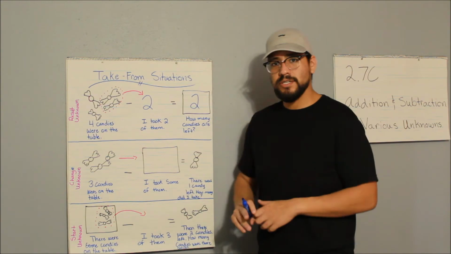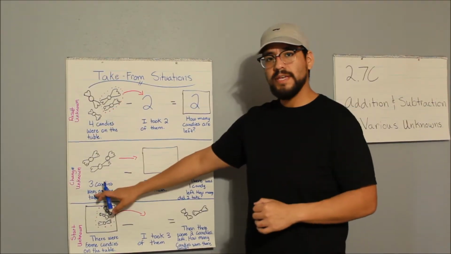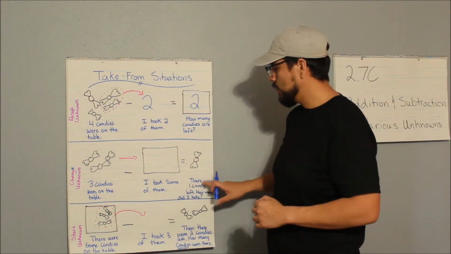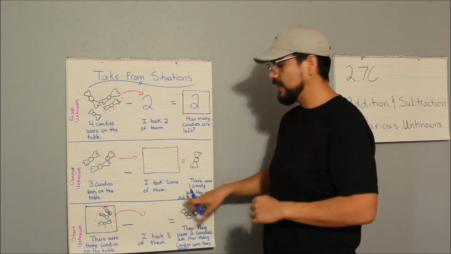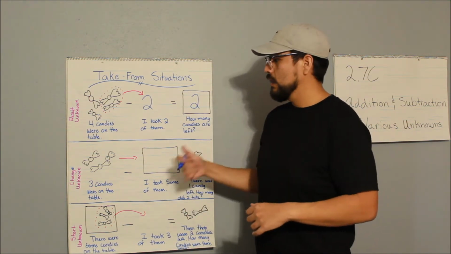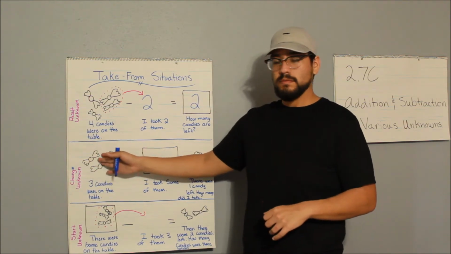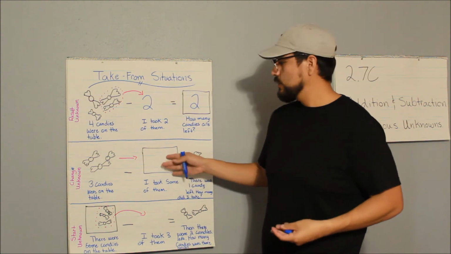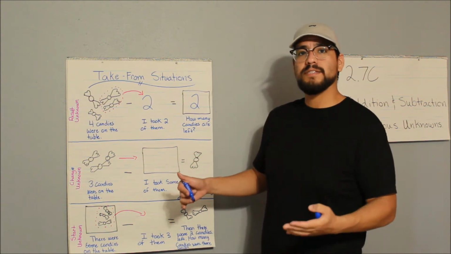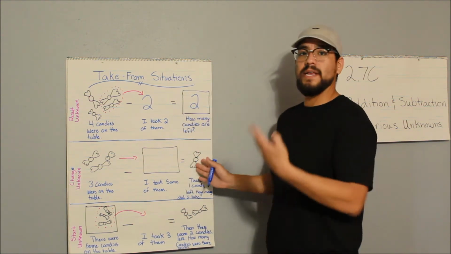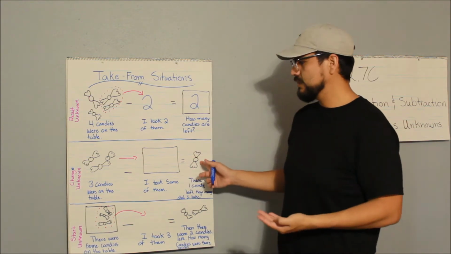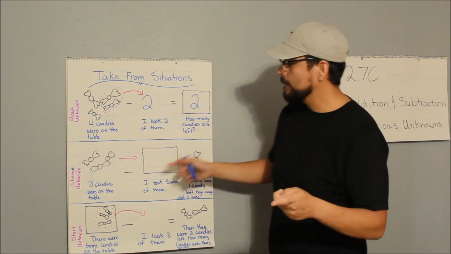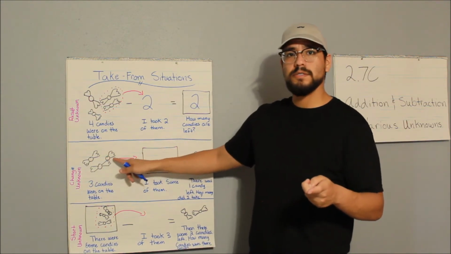Let's look at change unknown. 3 candies were on the table. I took some of them. There was 1 candy left. How many did I take? My 3 candies are up here. Did I tell you how many I took? No. So in order for me to figure out how many I took, I have to look at how many are left. Well, how many candies are left? There's only 1 candy left. So that means I most likely took 2.